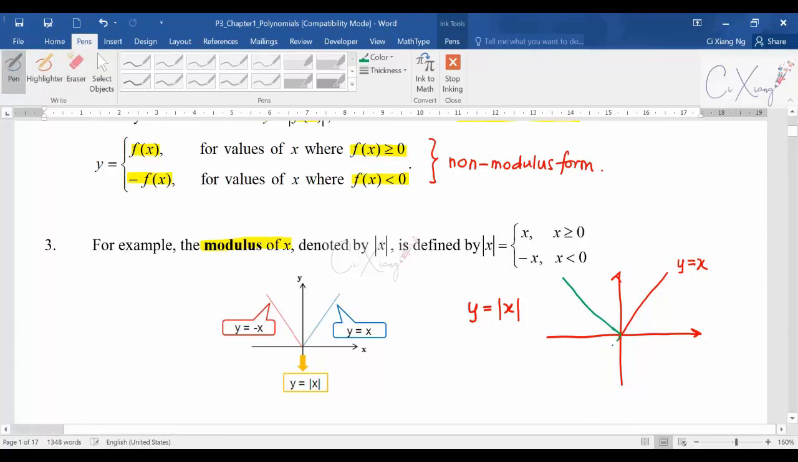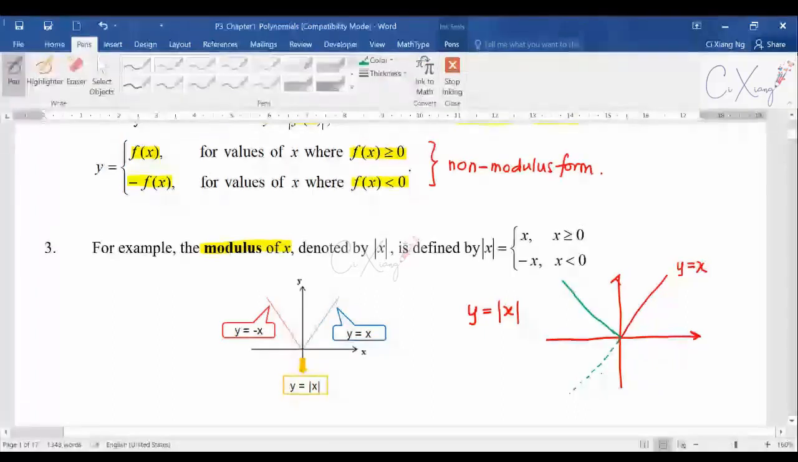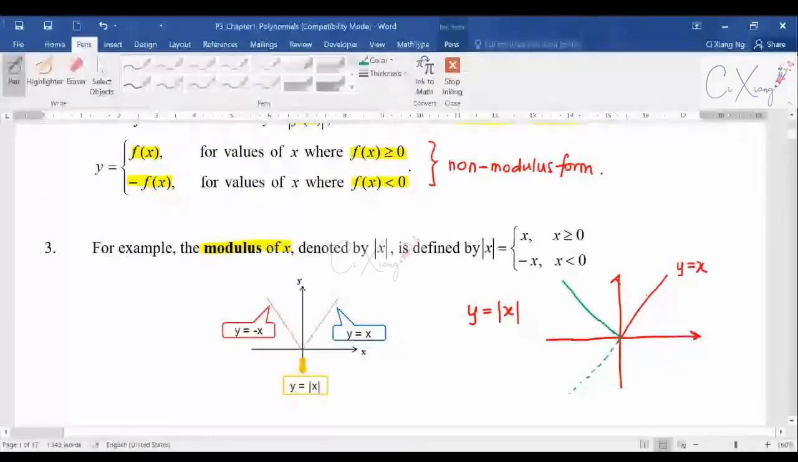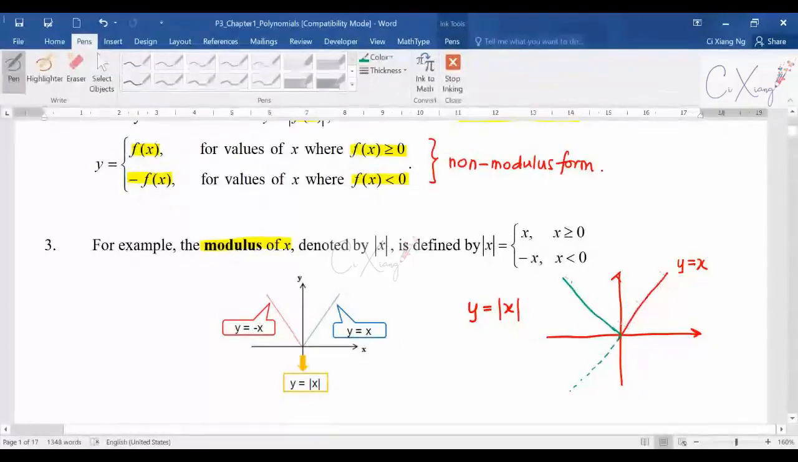Alright, so let's say you want to compare, maybe I draw a dotted line here. This is the original graph for the green color, and this green color part is negative. Therefore, when I put a modulus sign, I need to reflect the green color part up to the positive part. So this whole graph here, the V shape here, can you see a V shape here? It is actually y equals to modulus x.